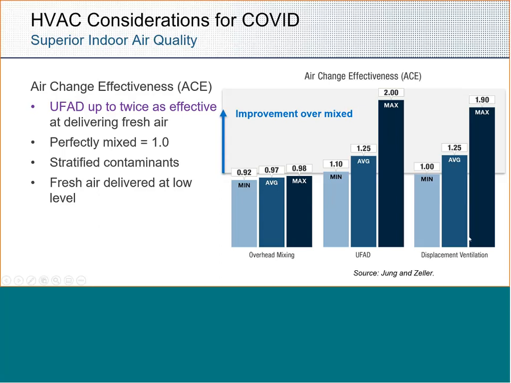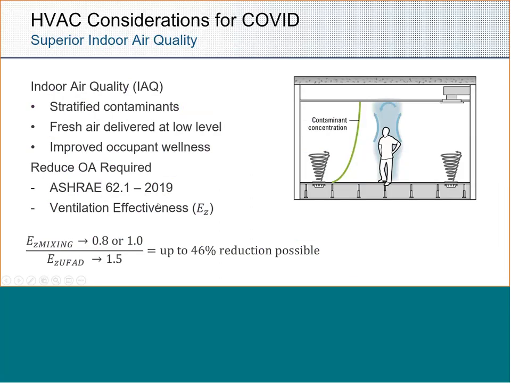So the average was about 30% improvement over overhead mixing. They had localized peak air change effectiveness levels, really focused on those areas where the heat sources are, like the occupants. That's one study by Young and Zeller that summarized that.